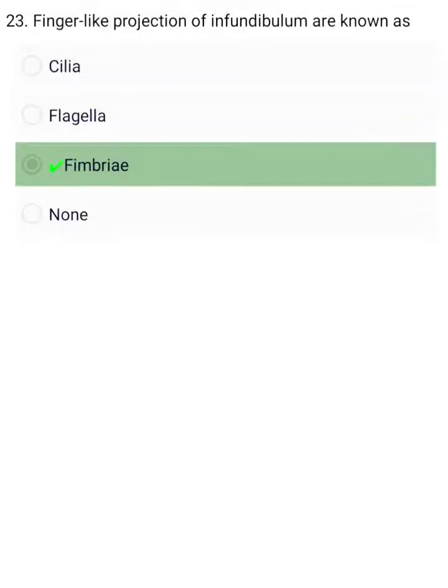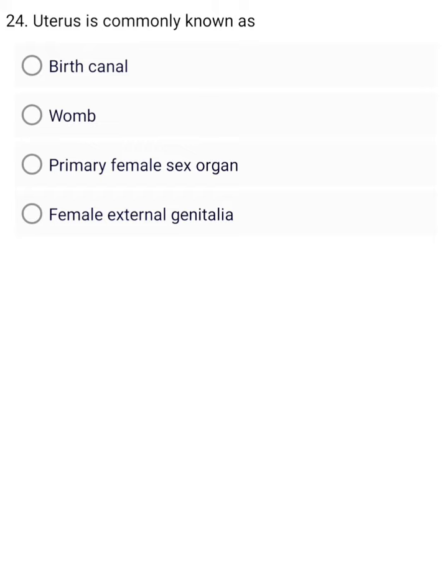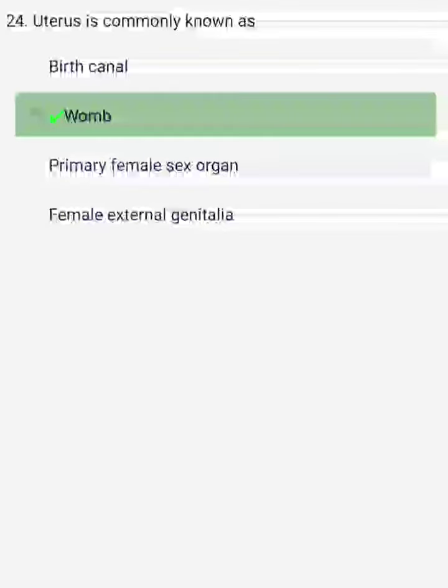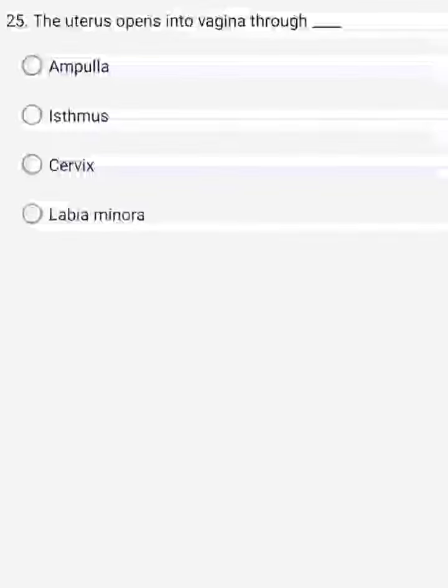Right. Finger-like projection of infundibulum are known as? Right. Uterus is commonly known as A. Birth canal. B. Womb. Right. The uterus opens into vagina through A. Ampulla. Right.